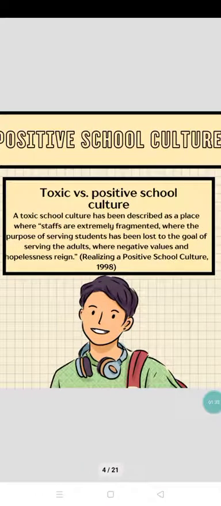Toxic versus positive school culture. A toxic school culture has been described as a place where staffs are extremely fragmented, where the purpose of serving students had been lost to the goal of serving the adults, where negative values and hopelessness reign. Realizing a Positive School Culture, 1998.